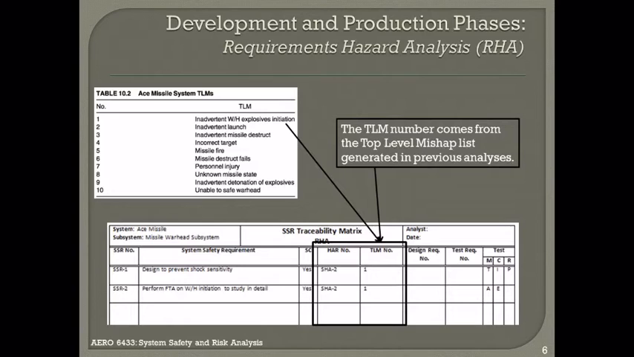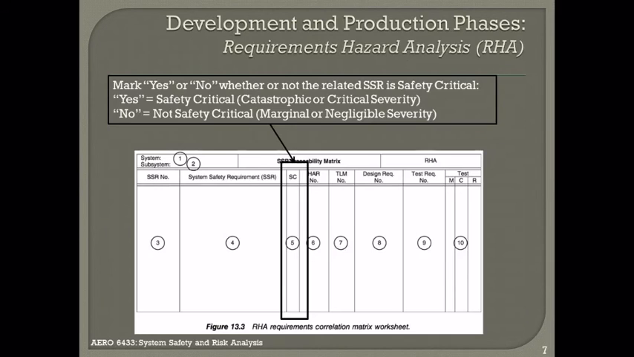So in our text example, top-level mishap number 1 was inadvertent warhead explosive initiation. And you notice that number 1 is presented twice here, and it's got different system safety requirements. All that means is that there are multiple mitigation strategies. System safety requirements are mitigation strategies. There are multiple mitigation strategies to eliminate or reduce one hazard. Back to our matrix then.